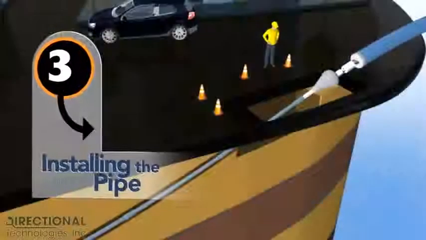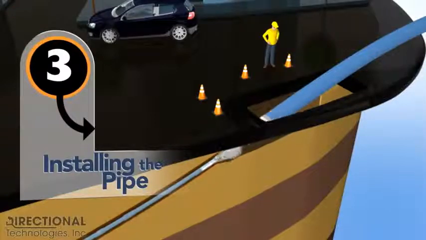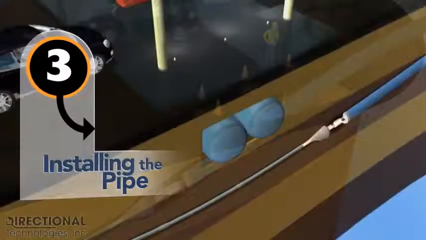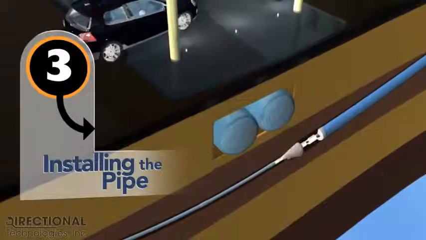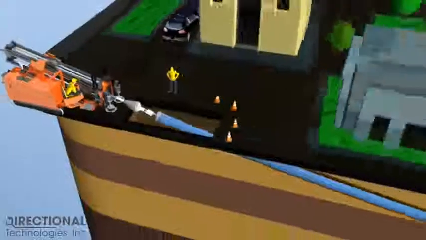This method of installing utilities has many benefits that include less disruption of commercial activities, less disruption of traffic, less site rehabilitation, and directional drilling can also be used to avoid damage to wetlands, streams, and for river crossings.